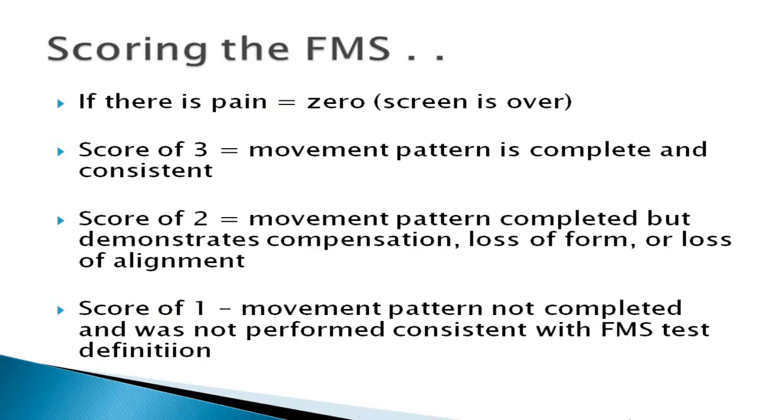The scoring for the FMS is simple, with a 0 or 1 rated as failure and a 2 or 3 as a pass, essentially a dichotomous pass or fail system. This is important when considering whether some scores are scientifically valid. If there is pain, the score equals 0, and the screen for that movement is over. A score of 3 equals a movement pattern that is complete and consistent. A score of 2 equals a movement pattern that is completed, but demonstrates compensation, loss of form, or loss of alignment. And a score of 1 equals a movement pattern that is not completed and was not performed consistent with the FMS test definition.